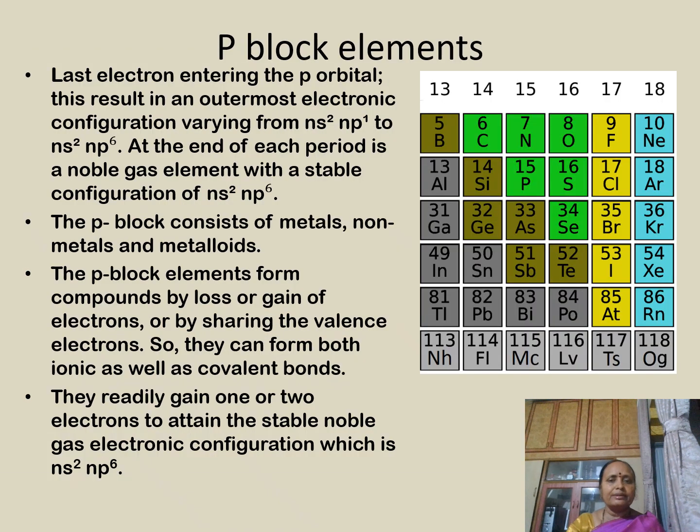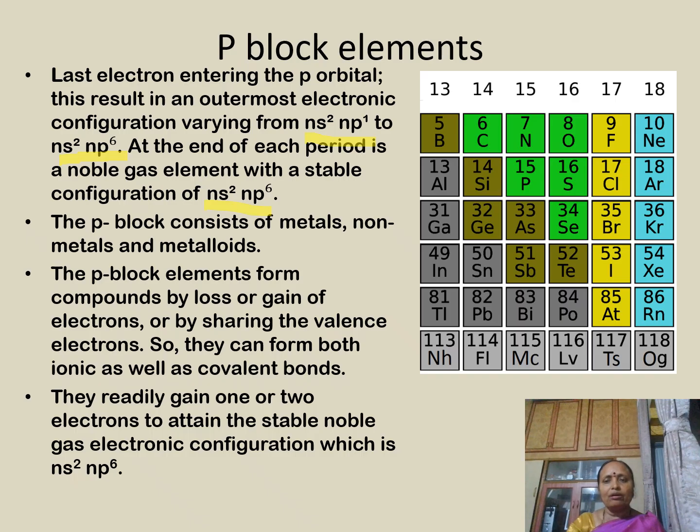Coming to the p block elements, they are placed to the extreme right in the periodic table. The last electron enters into the p orbitals in the outermost shell, and the electronic configuration usually varies from ns2np1 to ns2np6. At the end of the period there is a noble gas element with a stable configuration of ns2np6.